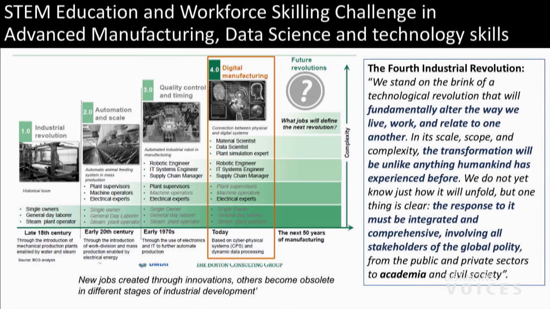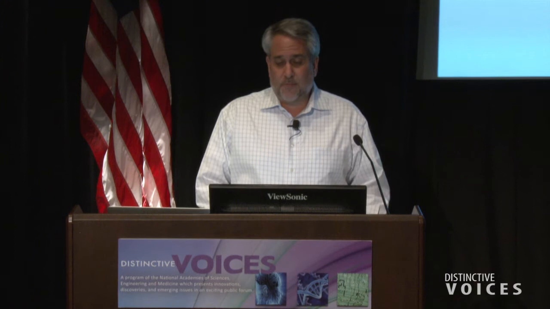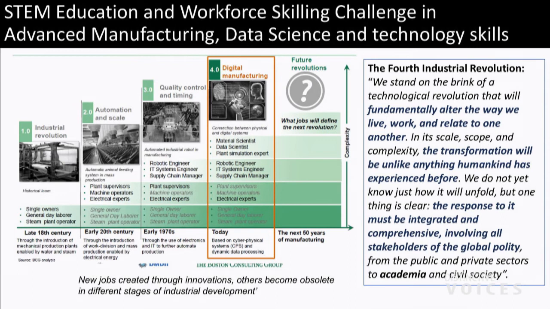What is it about the fourth industrial revolution that is going to be different? Well, the predictions are that it's going to fundamentally alter the way we live, work, and relate to one another. And the prediction is that this transformation is going to be rather dramatic. We have to have a response to this. It's got to be comprehensive. It's got to involve all of the stakeholders. And it's got to include academia and the public and private sectors. And this is the crisis that we're facing.